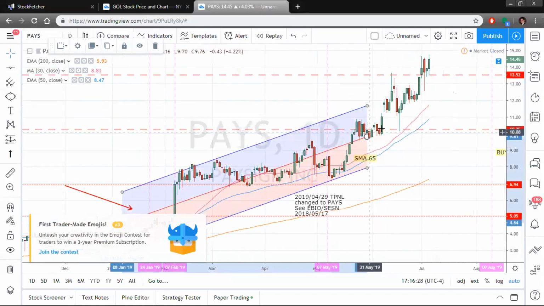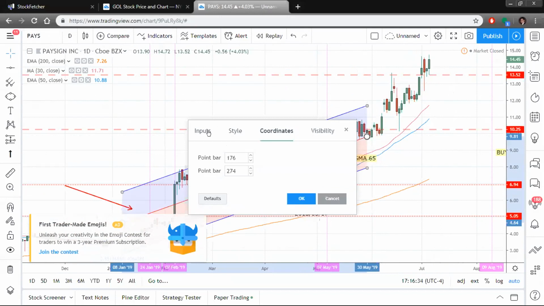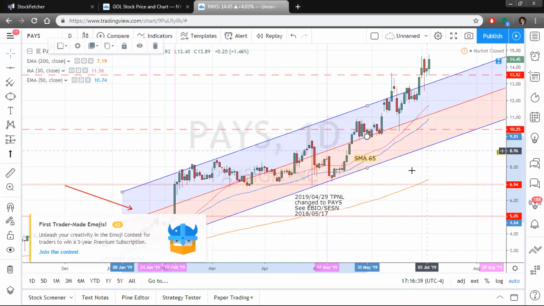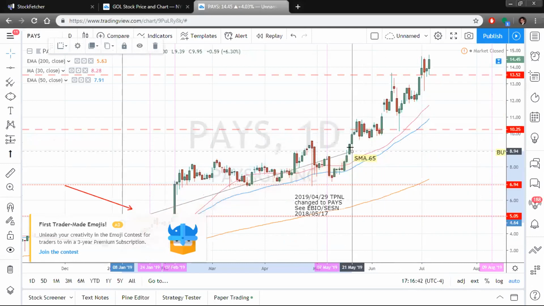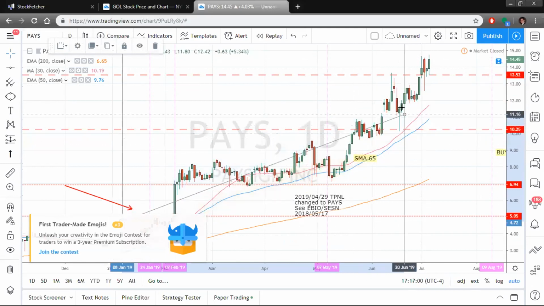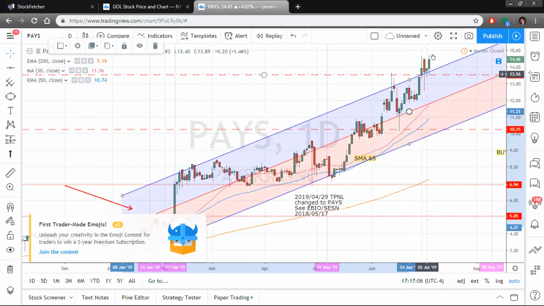Okay. So the last time I scribed face, it went this way. So it already hits the upper channel. Look what happened after hitting the upper channel. It came back down before it continued to go up. And now if I extend this one, that's the new upper channel that it's trying to create.